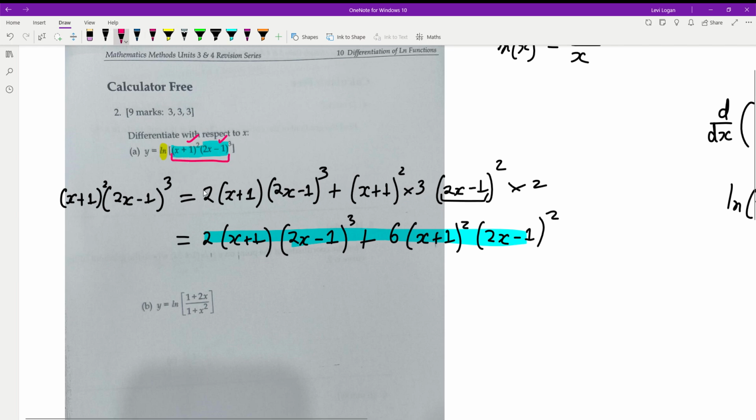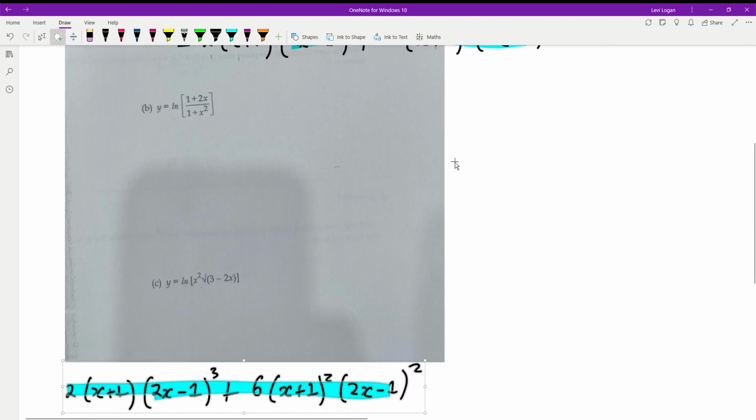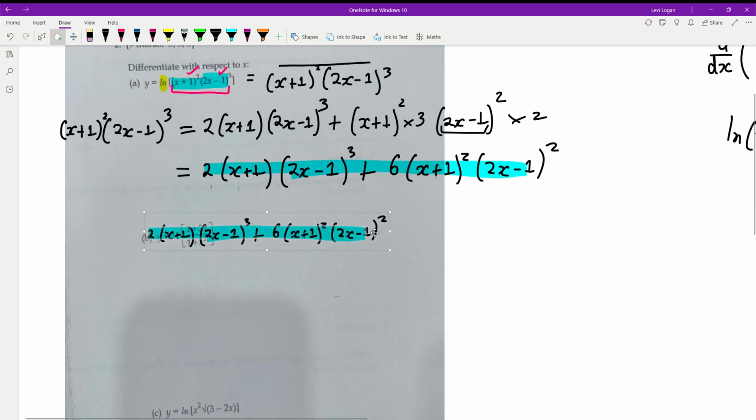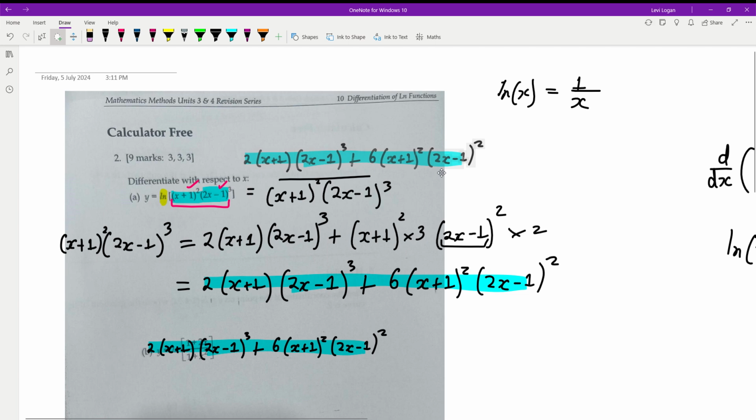So if we're differentiating this entire function, it's going to be all this on top of all this, so this would be x plus 1 squared, and then 2x minus 1 to the power of 3. Then we can just copy and paste this entire bit up the top. If they asked you to simplify it, you probably would simplify it. So let's paste it, make that a bit smaller, and put it up there.